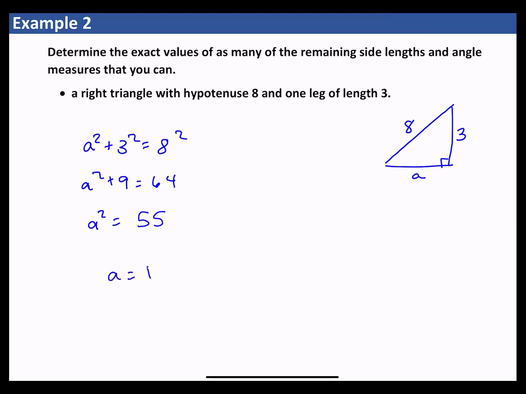And so a would equal the square root of 55. So we have found the missing side. We now know all 3 sides of that triangle.